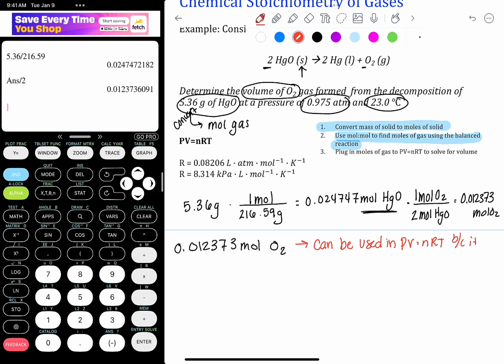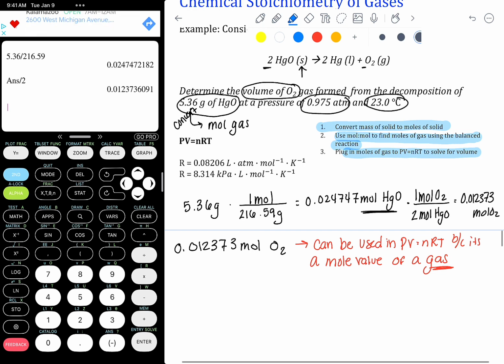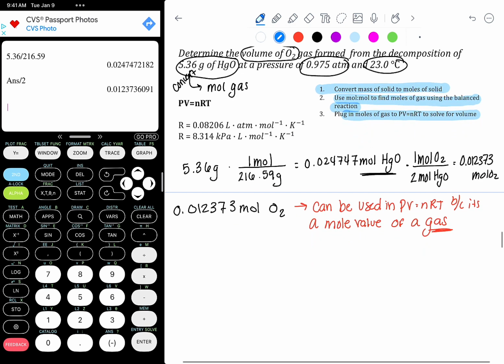Because it's a mole value of a gas. And that's very important. It has to be the mole value of the gas itself. So we're going to use those moles. We're going to plug in moles of gas into PV equals nRT to solve for volume. So we'll do that here in blue. So we'll take P, which is 0.975. We're solving for volume. We know moles, we just solved for that.